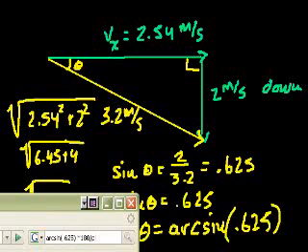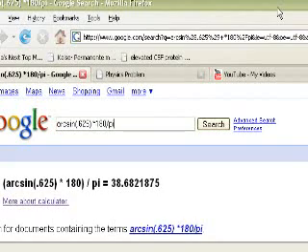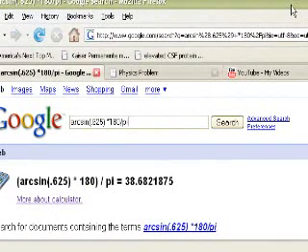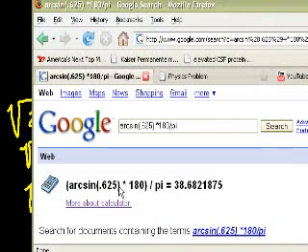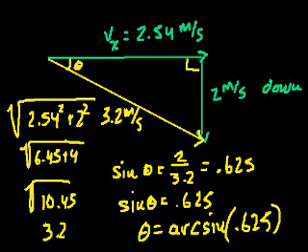And let's see what I get. Google says 38.68 degrees. They multiplied the whole thing times 180 and then divided by pi, but that should be the same thing. So roughly 38.7 degrees is theta. Hope you understand that. You could pause it here if you don't, but let me just write that down. So theta is equal to 38.7 degrees.